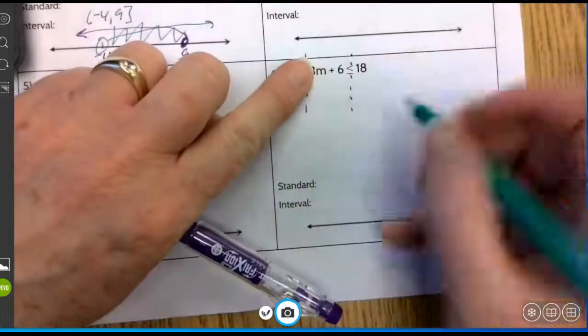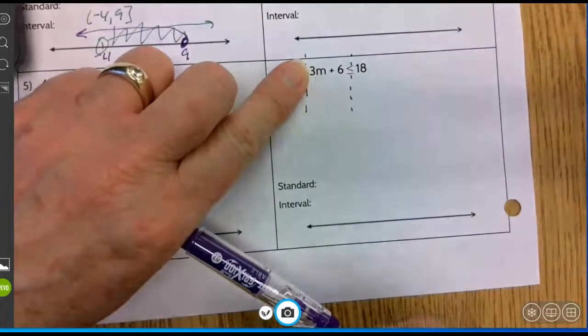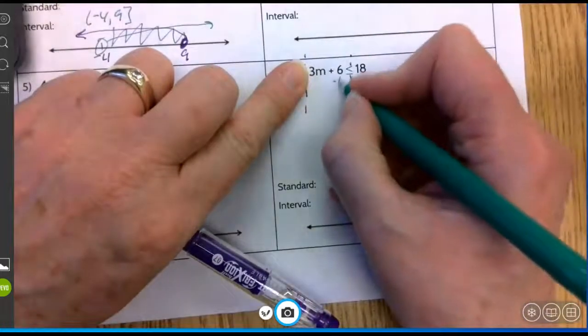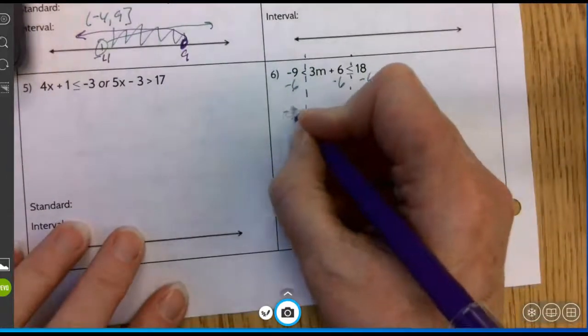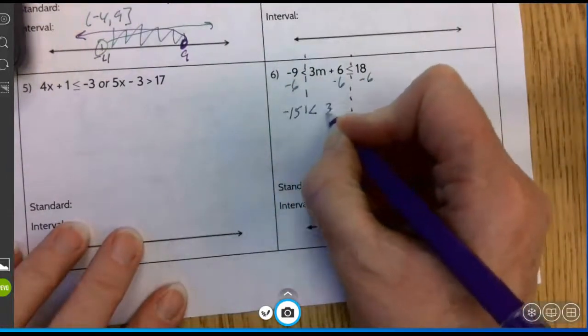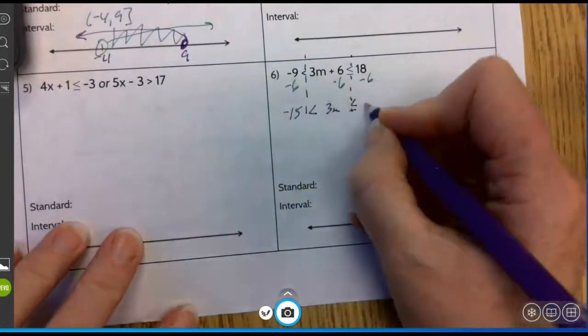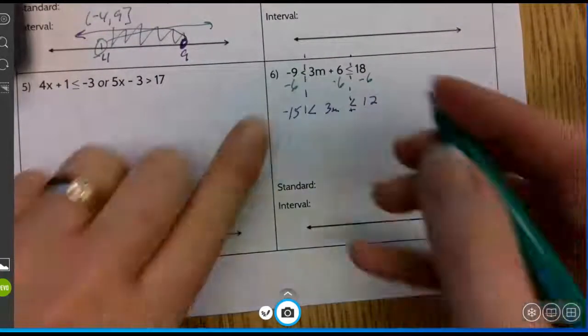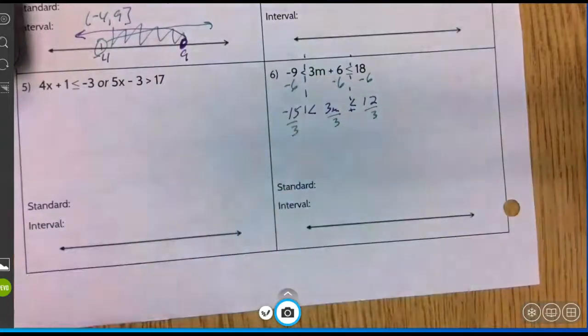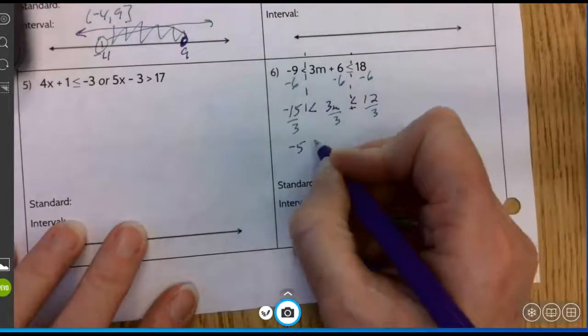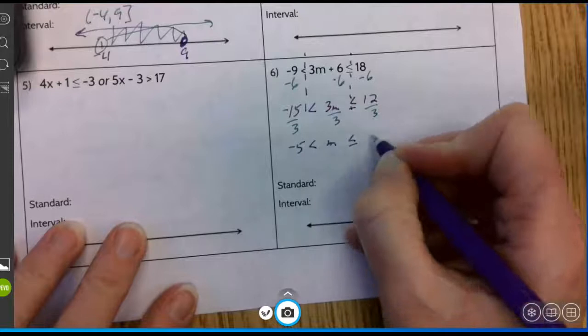And we start, again, cover up part of it. If you have this inequality, what would you start with? Well, you'd subtract 6 first. Do that to every single section. So now I have -15 is less than 3m, which is less than or equal to 12. Again, it's in sections, so I'm going to divide by 3, but I have to do it to every single section. So I get -5 is less than m, which is less than or equal to 4.